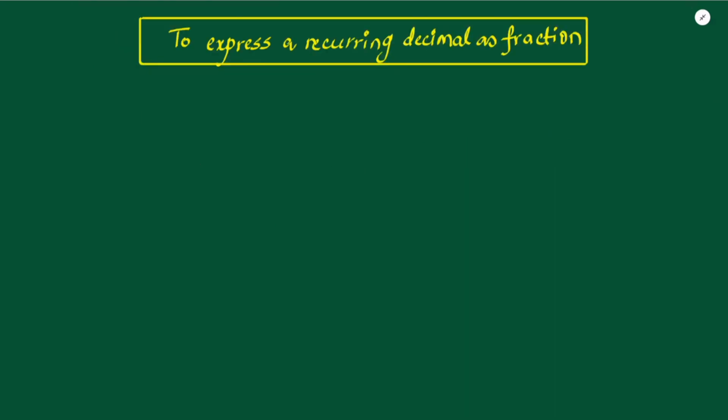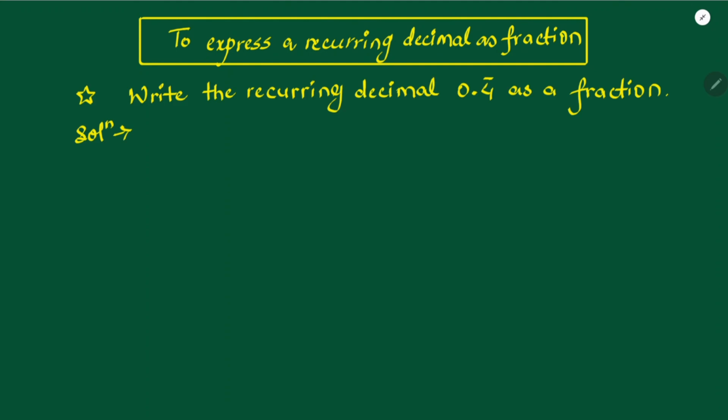Now we will learn to express a recurring decimal as a fraction. For that, let's take an example. So this is the question. Write the recurring decimal 0.4 bar as a fraction. Clearly this 0.4 bar is a recurring decimal, and what we need to do is change this recurring decimal to a fraction.